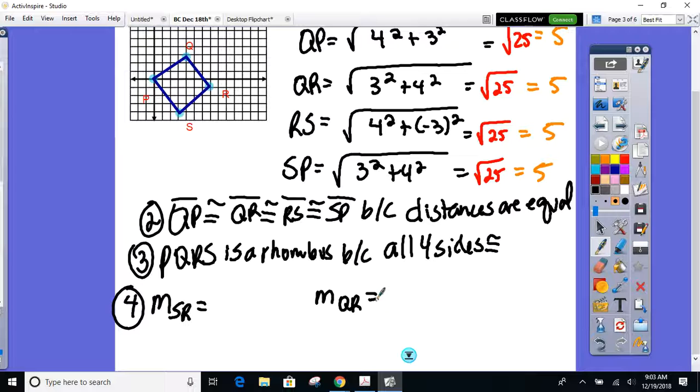You only have to do it for 2 of them because I'm looking for one right angle. So SR, rise over run. QR.